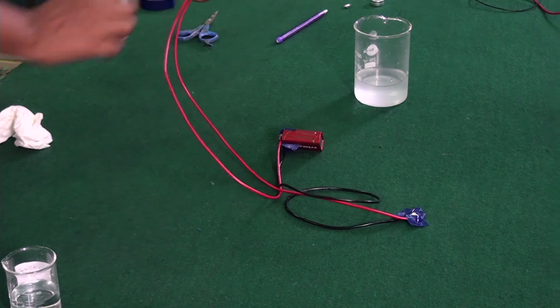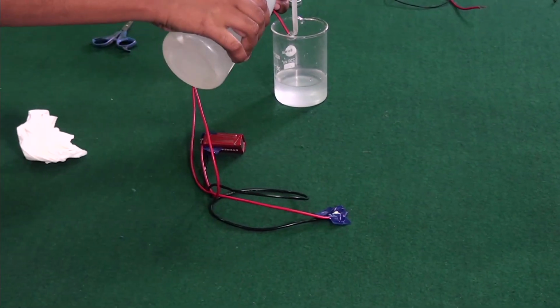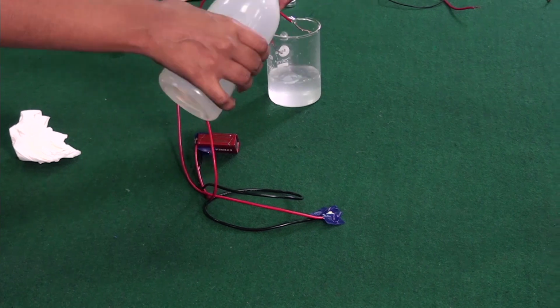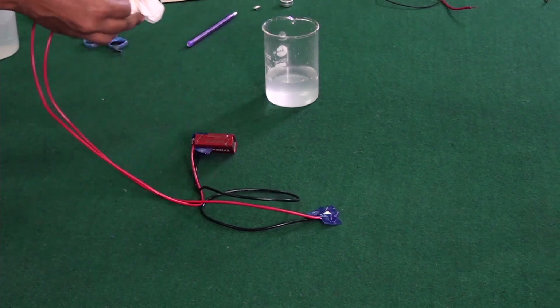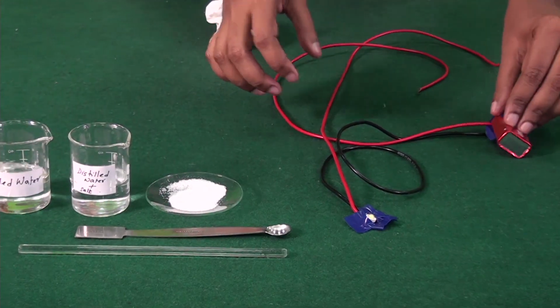But the thing we need to remember here is that we should wash and dry the ends of the leads before dipping them into subsequent liquid samples. The findings from this activity are as follows. Moving on now to activity 14.4.